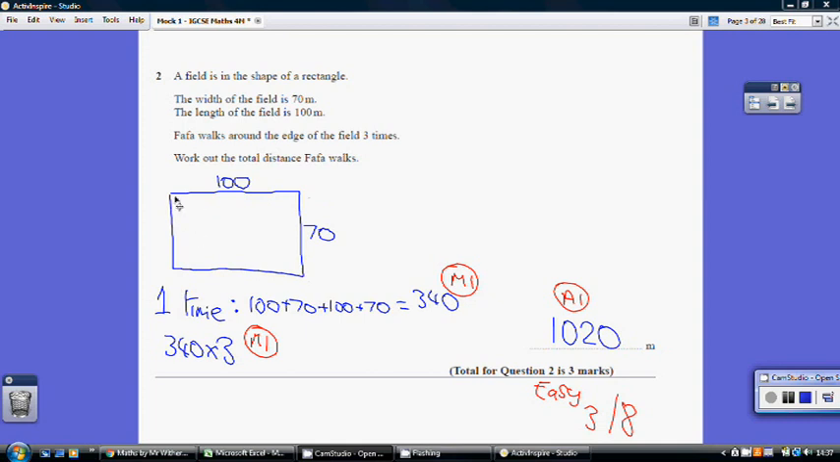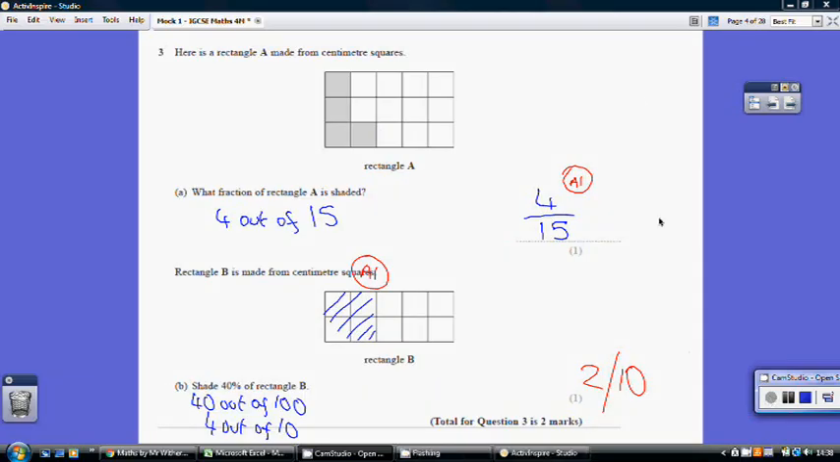So as we walk around the field 1 time, we do 100, then a 70, then 100, then a 70. So that's the perimeter of the field. So that's 340. But we walk around 3 times, so 3 lots of 340, 1020.